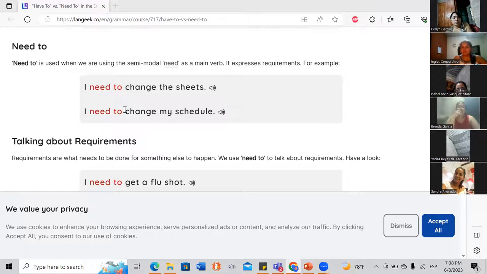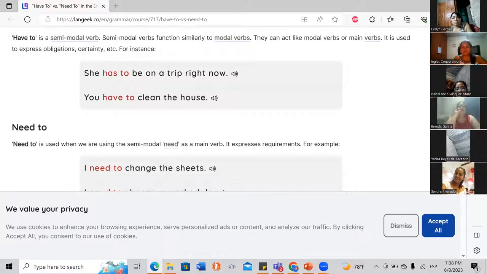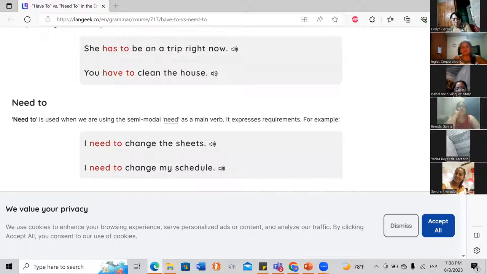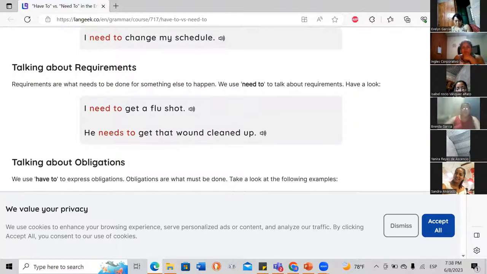Dice que need es para una necesidad y have to is for an obligation. O sea, si yo quisiera decir que necesito o tomo un bus, es I need. Una necesidad. Yes. Para transformar. Okay. Let me see if we have more examples here.